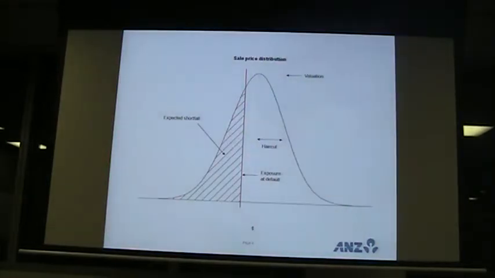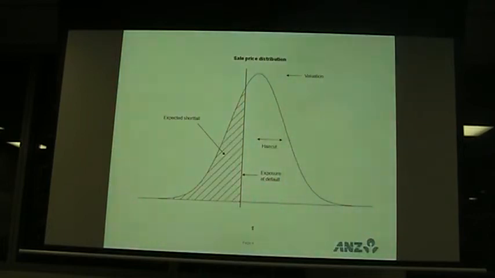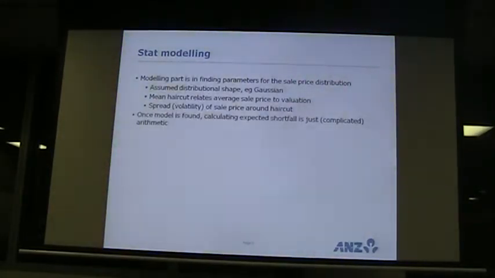So the expected shortfall is just this bit down here. And from the statistical modeling point of view, what we want to do is basically find parameters for that sale price distribution. So we want to find out where the mean of this thing is, what the spread is. The distributional shape comes into it as well. And once you've found all of these parameters, then calculating the expected shortfall is just arithmetic. Well, it's complicated arithmetic, but it's just a matter of calculating it.